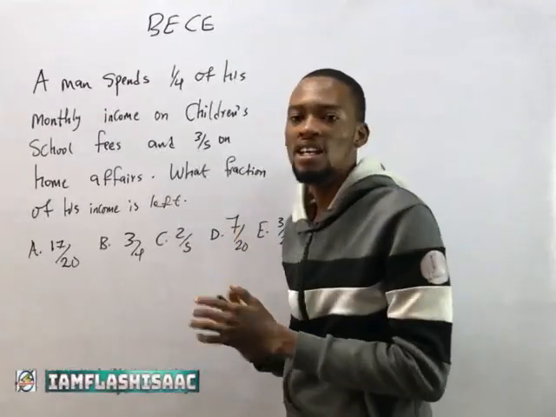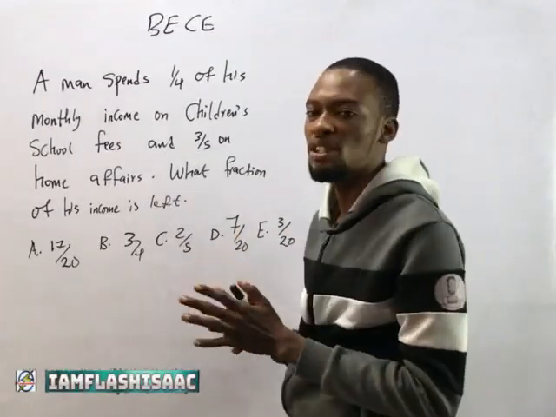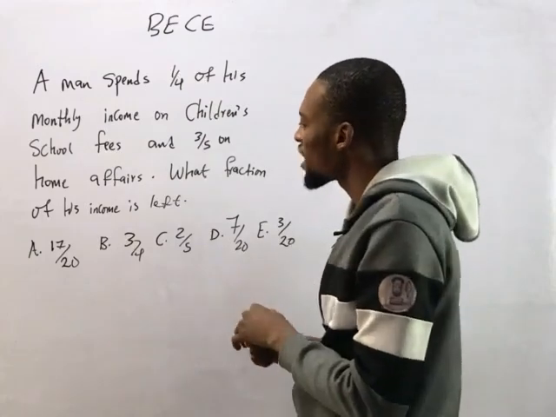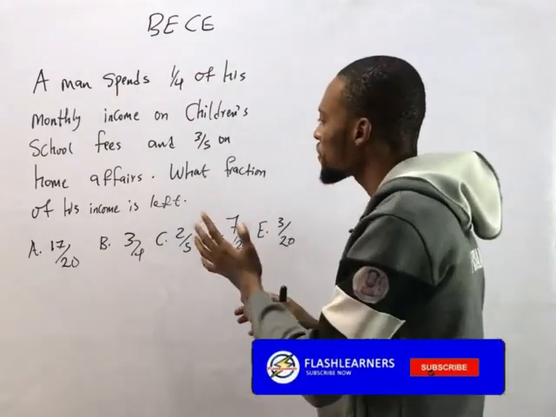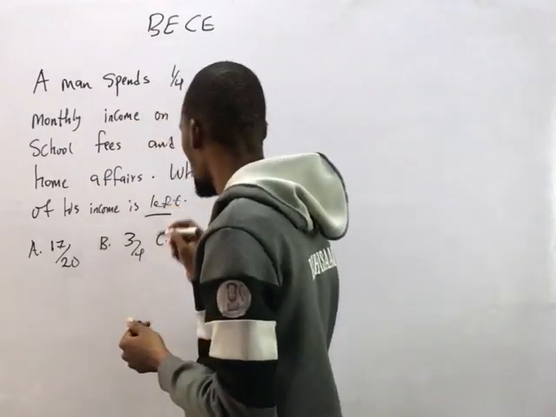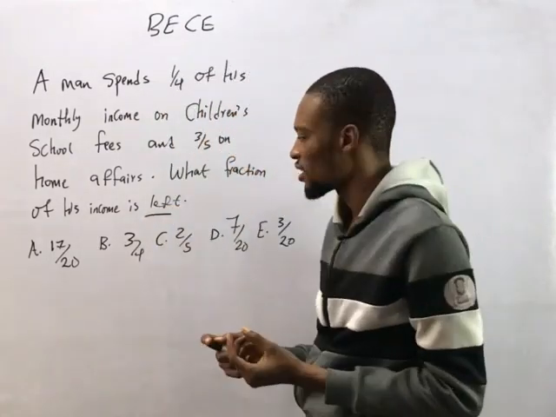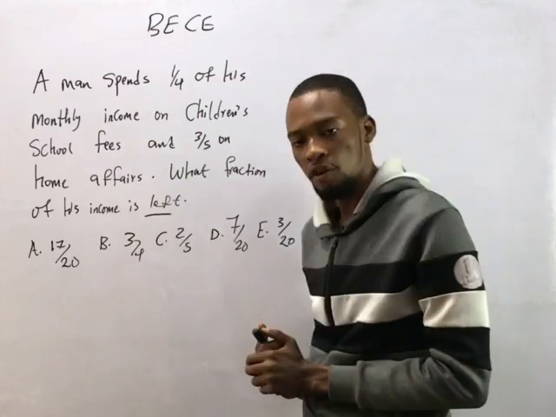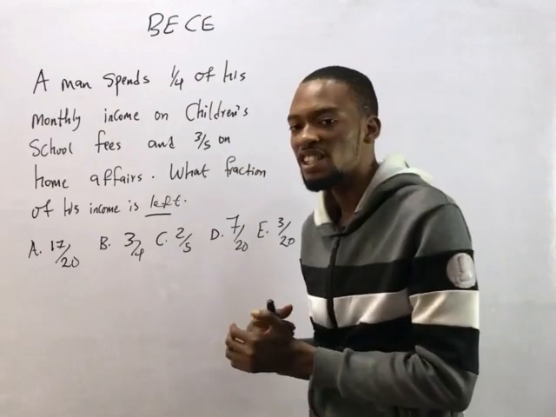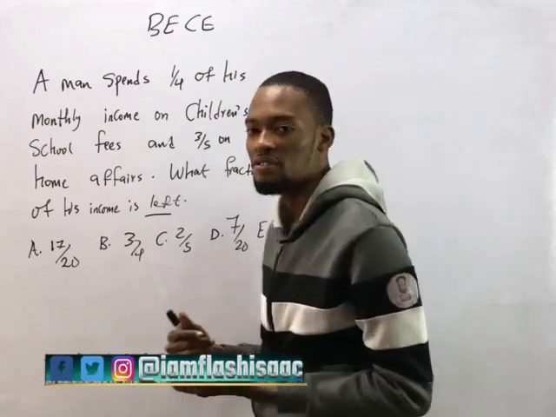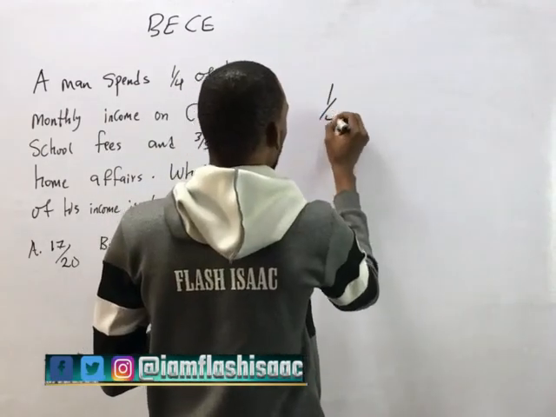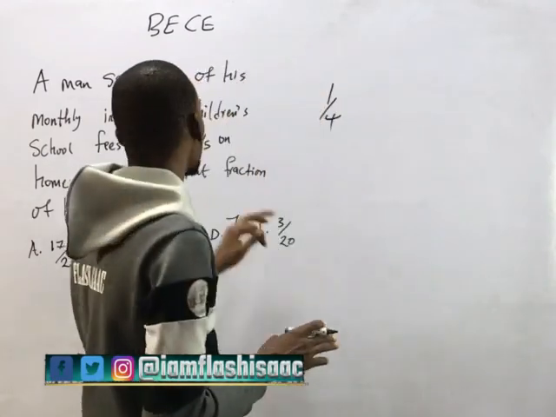This question says a man spends 1/4 of his monthly income on children's school fees and 3/5 on home affairs. What fraction of his income is left? A. 17/20, B. 3/4, C. 2/5, D. 7/20, and E. 3/20. Look at it. He spends 1/4 of his income on what?